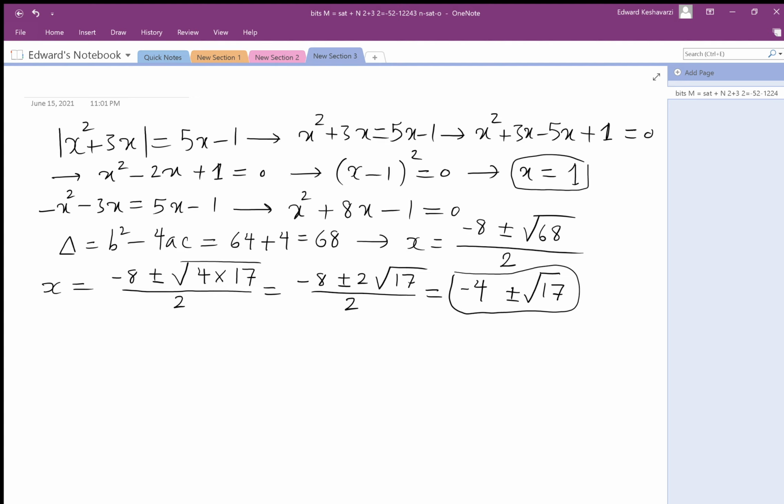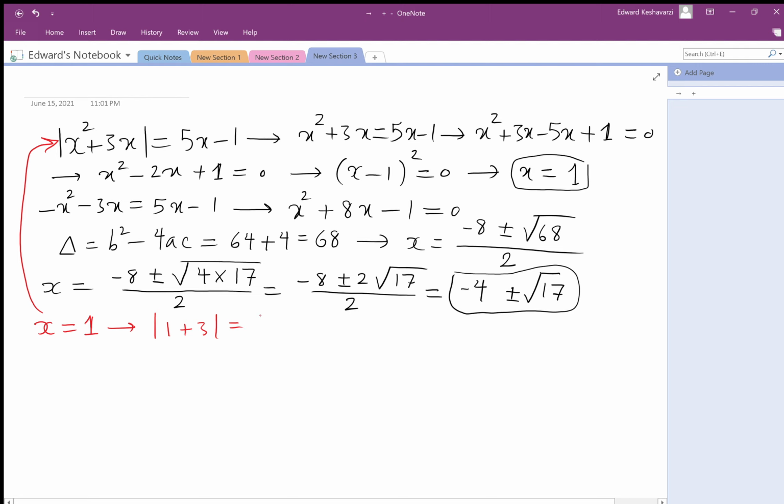For example, I'm going to do it for x equals 1 with another color. So I'm going to verify x equals 1. I'm going to put it in the original equation. Left side becomes 1 plus 3. Right side is 5 minus 1. 4 equals 4, which is correct, which means x equals 1 is a real solution.